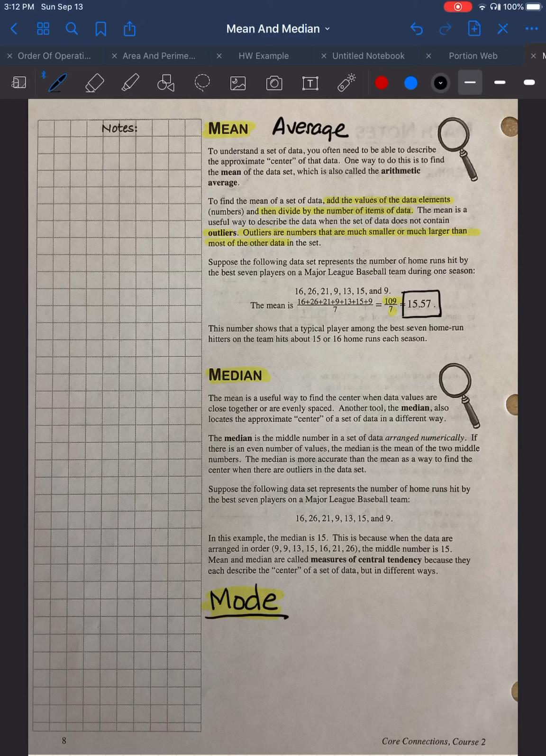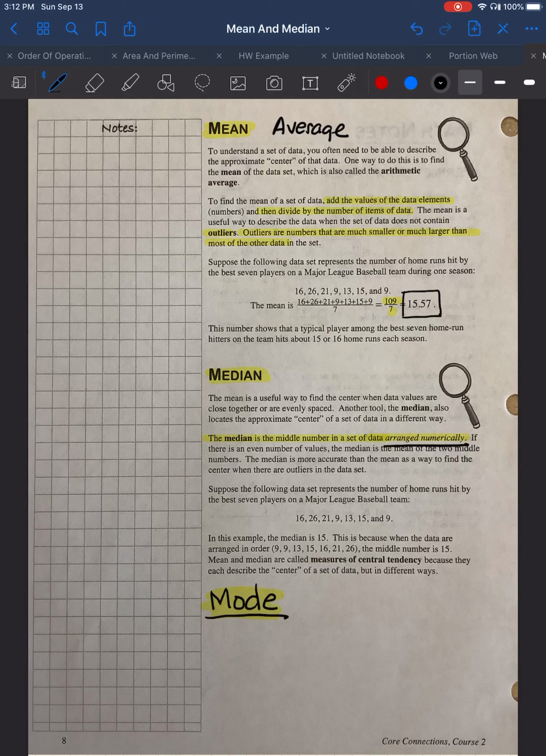Okay, the median is another way to find the middle. The median is actually the middle number. Oops, sorry, not drawing a line through it. Highlighting it. The median is the middle number in the set of data. This is the important part. Arranged numerically. You have to put the data in order first. You can't just look at the numbers and grab the one in the middle.